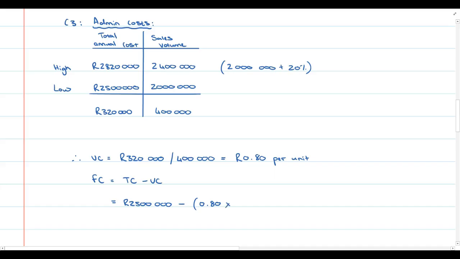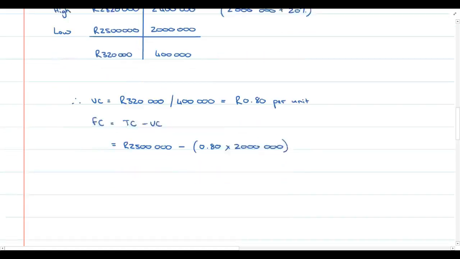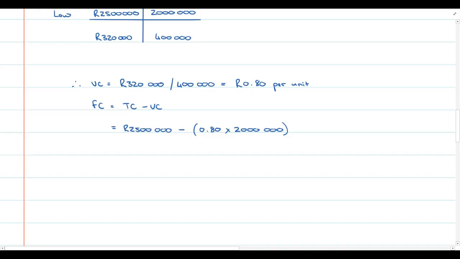So just be careful. If you are using the low cost, then you also need to use the low sales volume when you are calculating the total variable cost. So we need to multiply that by 2 million units. So obviously if you use the high cost, then you also need to use the high number of units in your calculation. So that's going to give us a fixed cost of 900,000 rand.